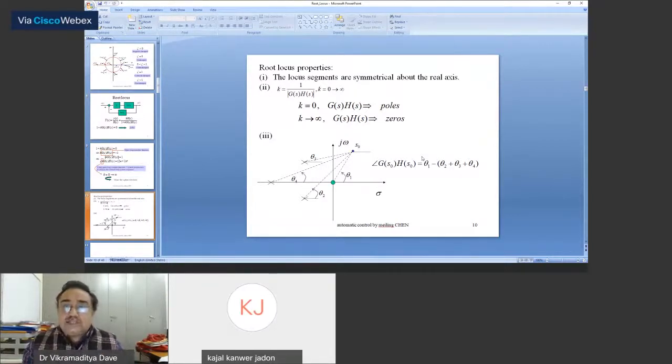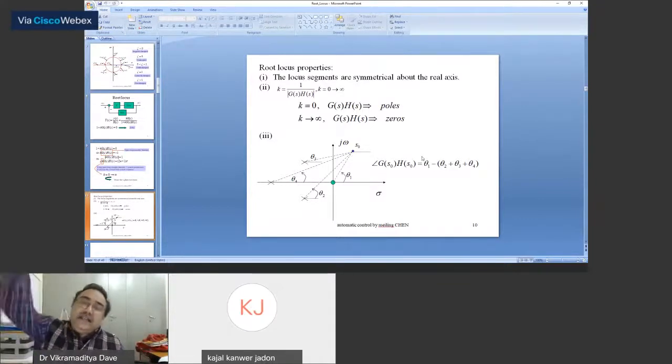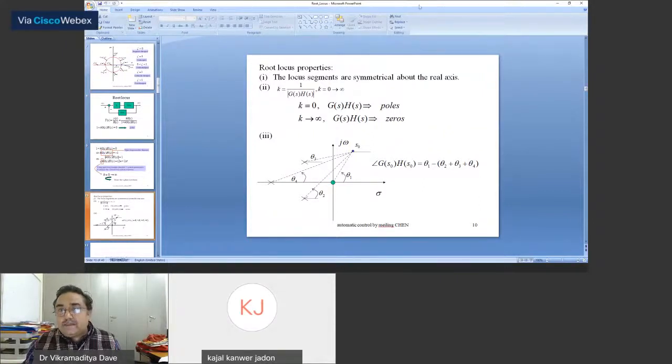The first property is that the locus segments are symmetrical about the real axis. Symmetrical about the real axis means there is a mirror image. Whatever is there on the positive side, the same is on the negative side. To explain this, suppose this is my graph paper, this is my S plane. Suppose I get a root locus like this, then a similar root locus will exist here. So it is symmetrical about the real axis, not about the imaginary axis. Mind it, this is the real axis. So the root locus will always be symmetrical about the real axis. This is the first property you have to remember.